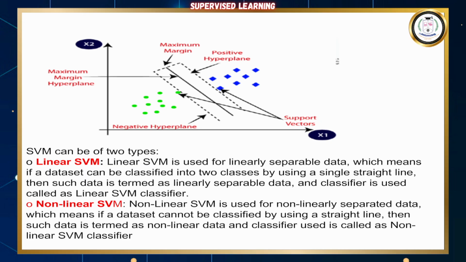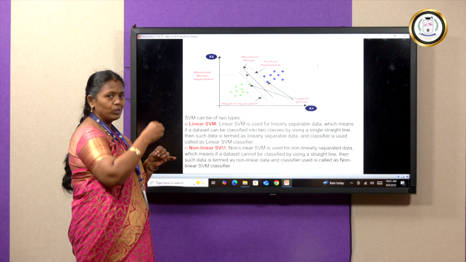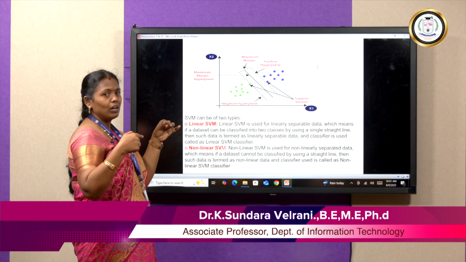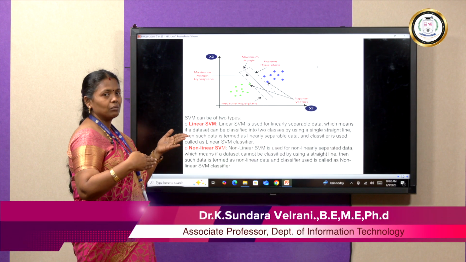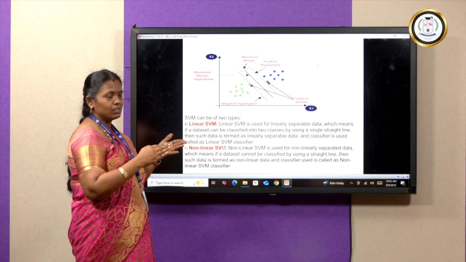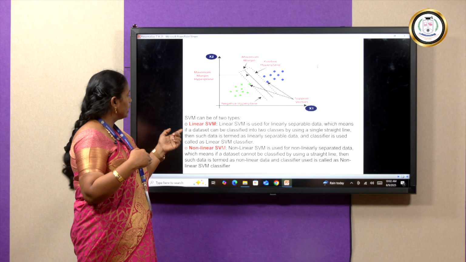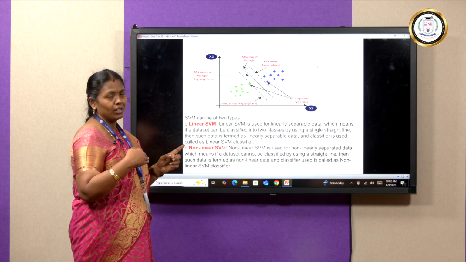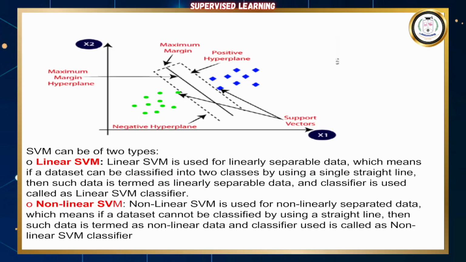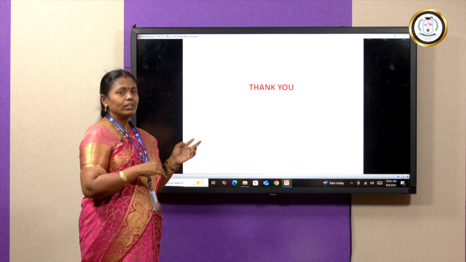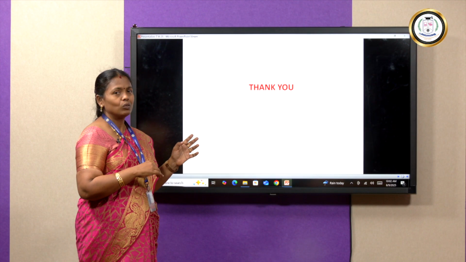Non-linear SVM is used for non-linearly separated data, which means it cannot be classified using a straight line. With linear data we can use a straight line and classify values above or below, but non-linear data cannot be classified by a straight line like this. That kind of data goes for non-linear SVM classification. Overall, SVM classification gives good results compared to other algorithms for classifying and predicting target values by training the data. So all the classification models, the basics, we have gone through now.